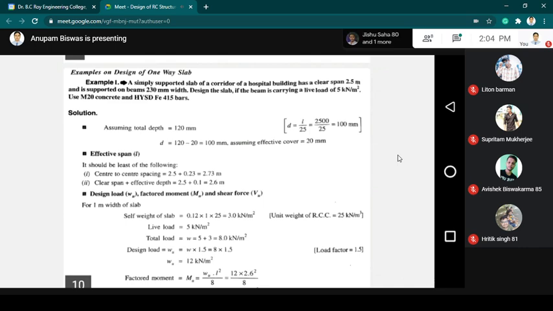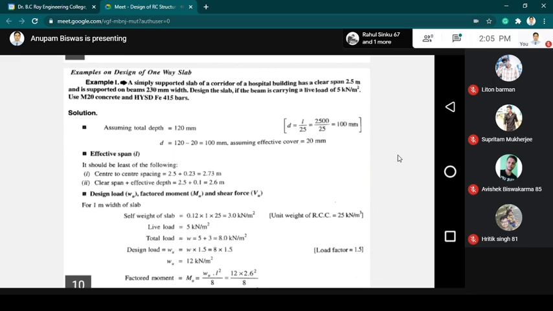Now next is the design load. Design load Wu is equal to the load factor multiplied by the total load. Considering a load factor of 1.5 into W, 8 into 1.5 turns out as 12 kilonewton per meter square. Now the factored moment Mu, we know the maximum moment is Wl square by 8. So we have obtained finally our factored moment.